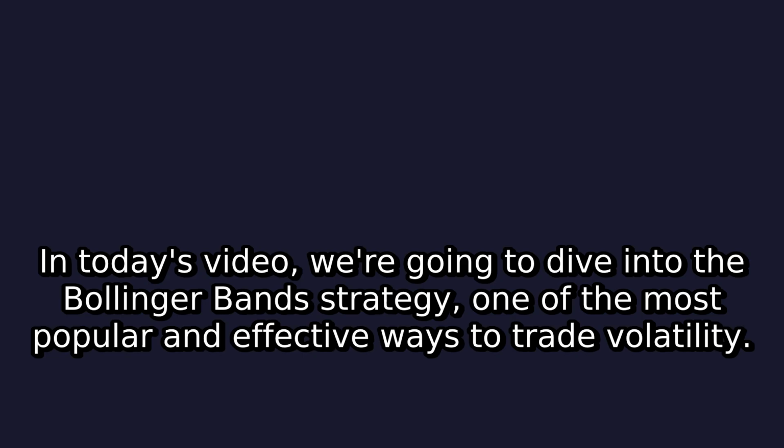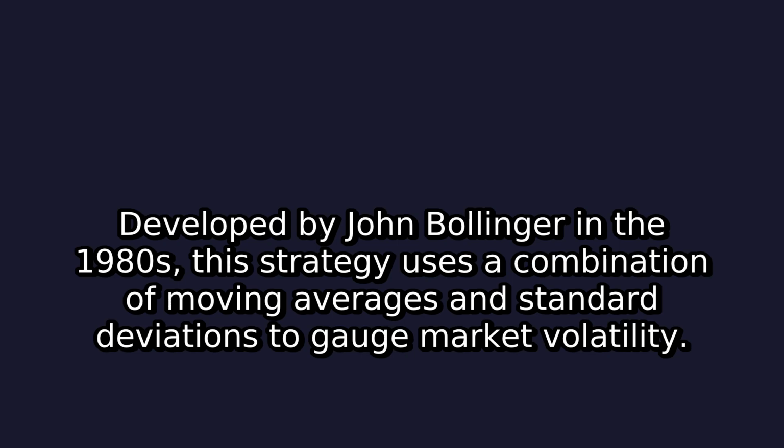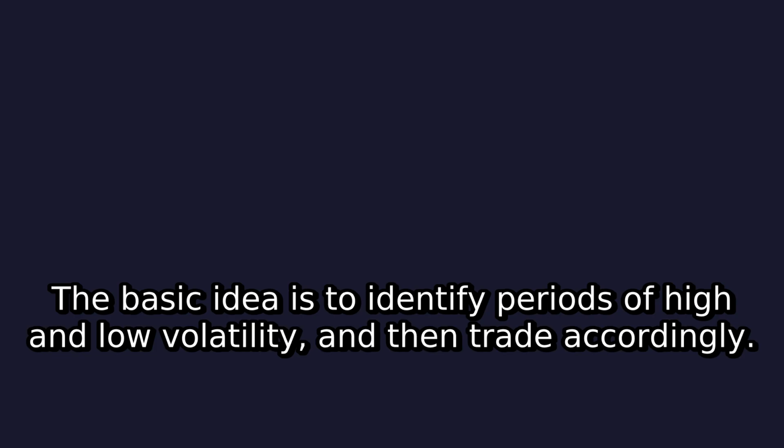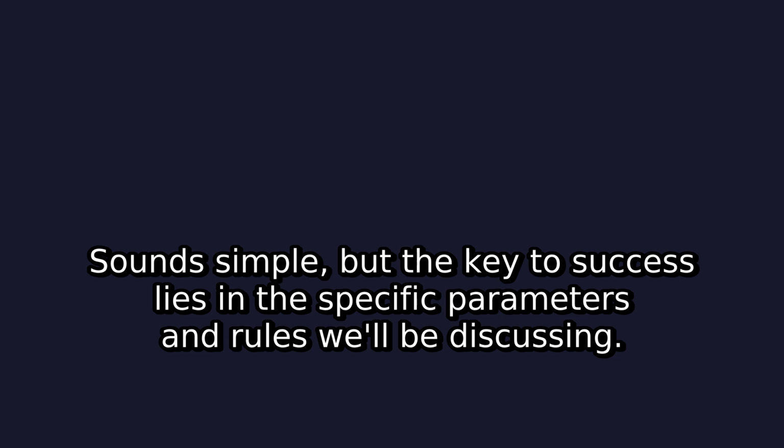In today's video, we're going to dive into the Bollinger Band strategy, one of the most popular and effective ways to trade volatility. Developed by John Bollinger in the 1980s, this strategy uses a combination of moving averages and standard deviations to gauge market volatility. The basic idea is to identify periods of high and low volatility and then trade accordingly. Sounds simple, but the key to success lies in the specific parameters and rules we'll be discussing.